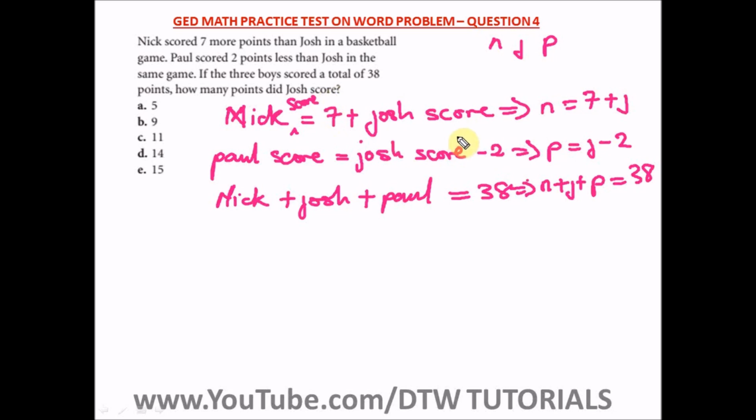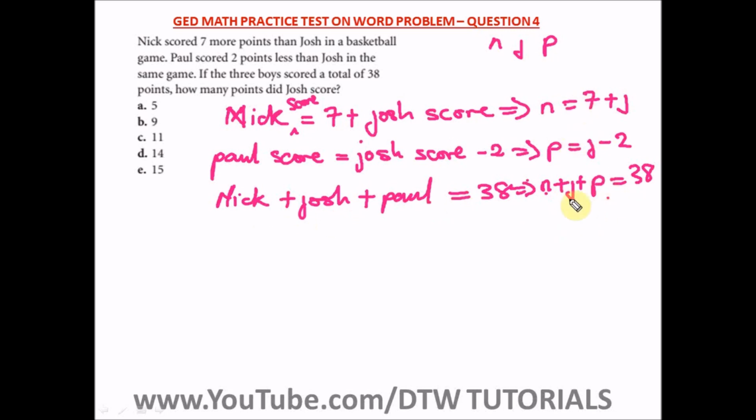Okay, so from here, all we need to do now is just substitute the values of N and P into this last equation here, okay? So N is equal to this, P is equal to this. Why do we do that? So that we can only have J, since we're looking for Josh's score. You can see in this equation here, we have 3 variables, 1, 2, 3, okay? But when we substitute N as 7 plus J and P as J minus 2, we are only going to have one variable, which is J, for Josh's score, okay?